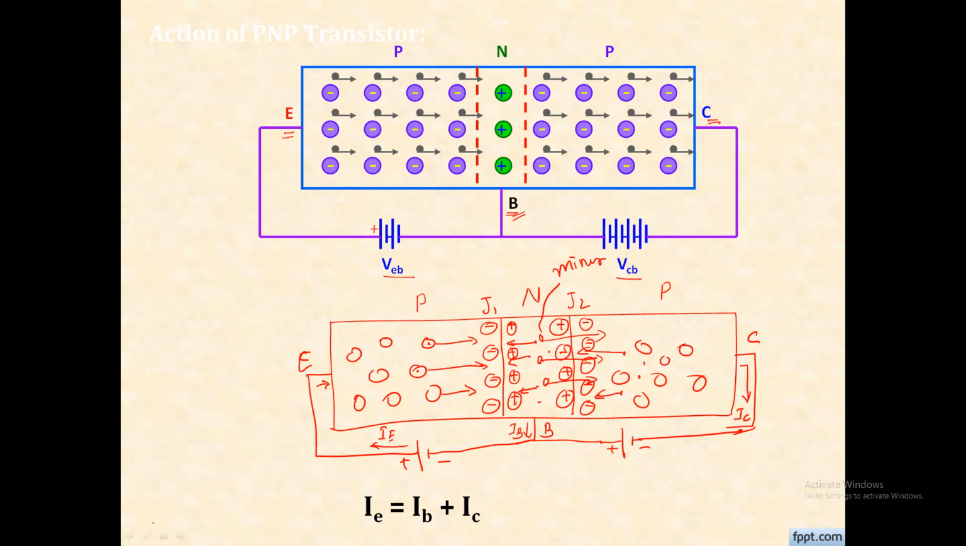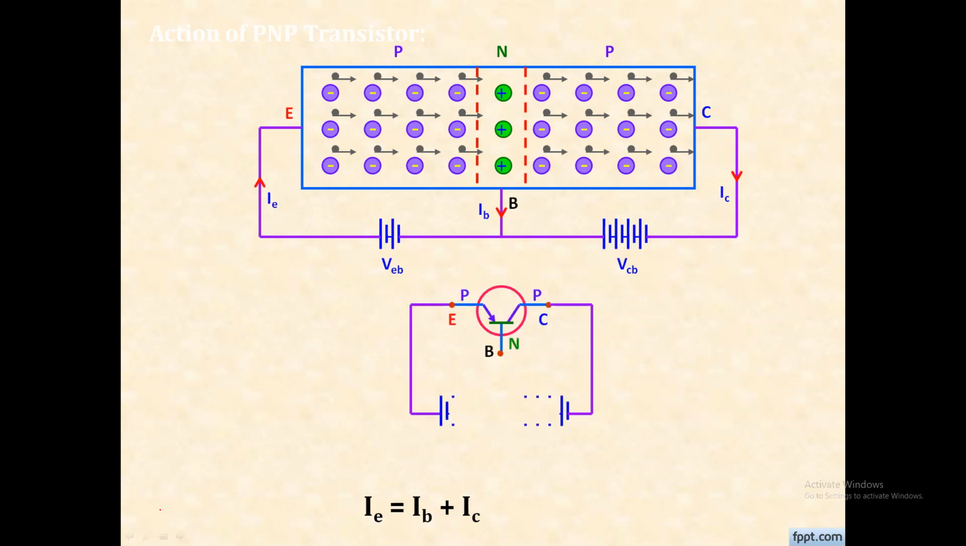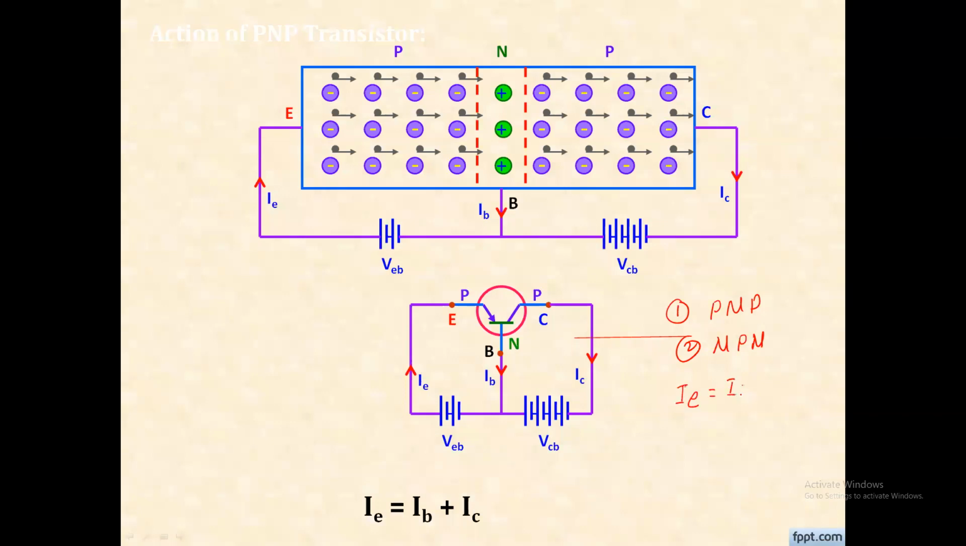If you want to see it through the symbol, then you can see these things. See the symbol of the PNP type of transistor: the emitter base junction is forward biased, and the collector base junction is reverse biased. But at any cost, in the PNP type of transistor and in the NPN type of transistor, one thing is common, and that is nothing but the emitter current is always equal to the base current plus the collector current. This thing is common for all.